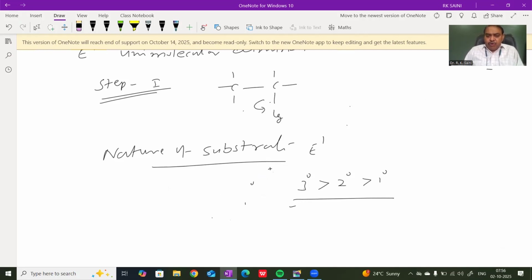Second, nature of leaving group. A good leaving group is required for E1 reaction. And we know that a weak base is a good leaving group.